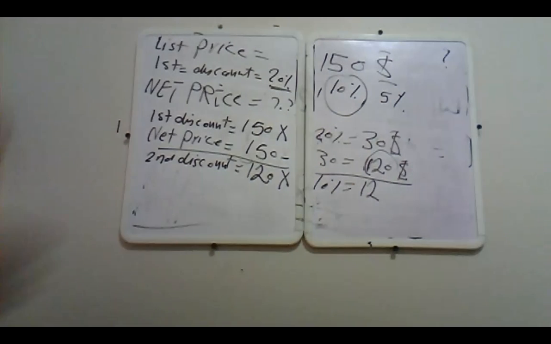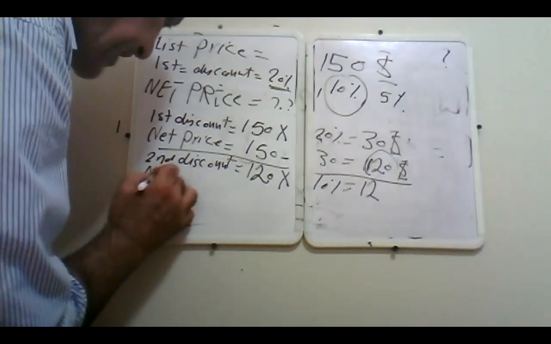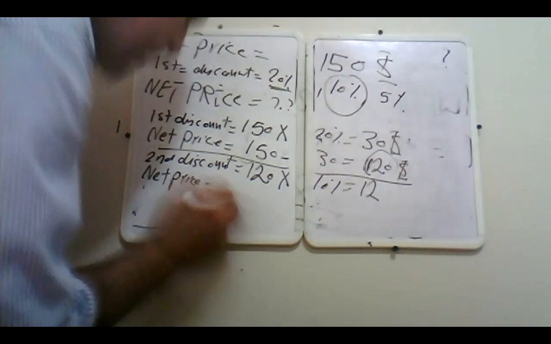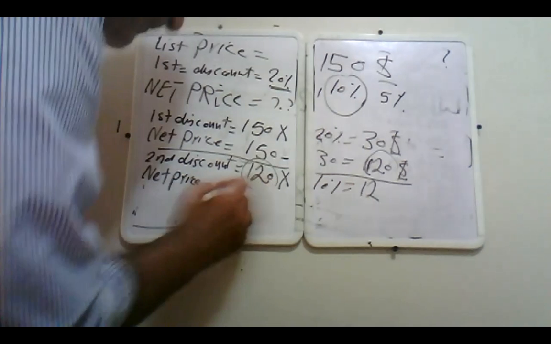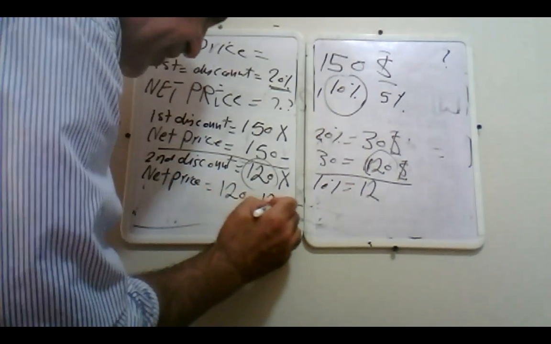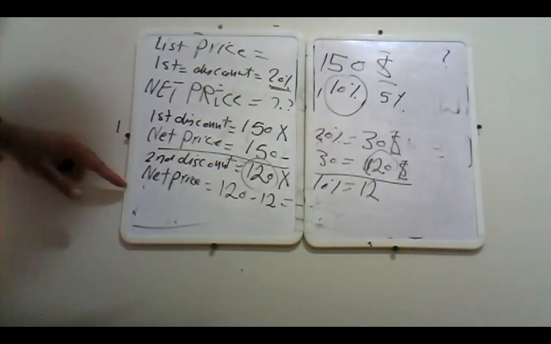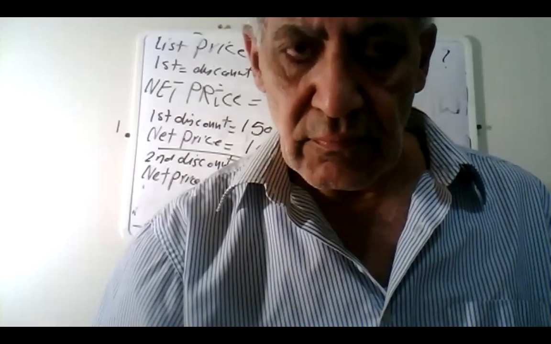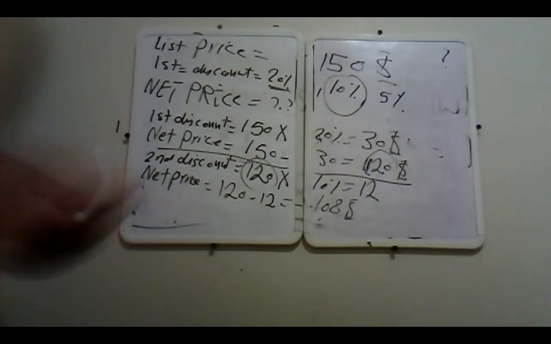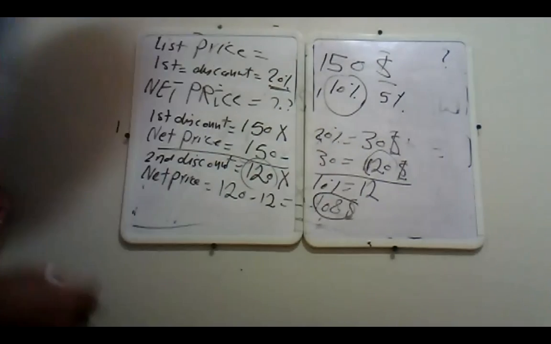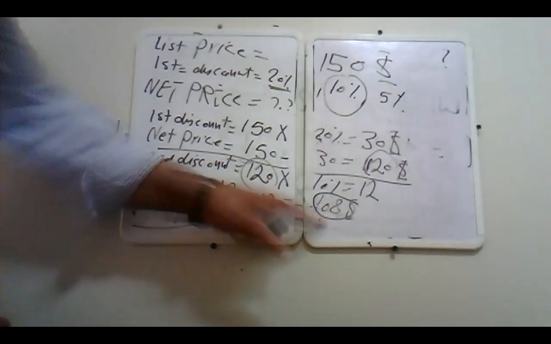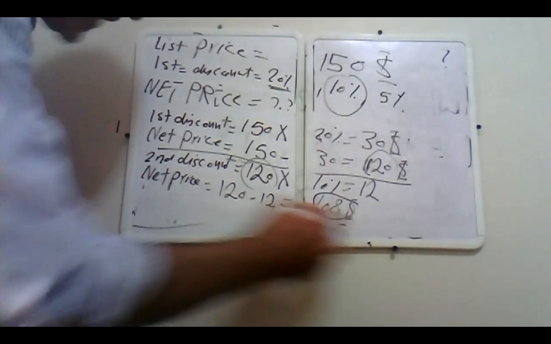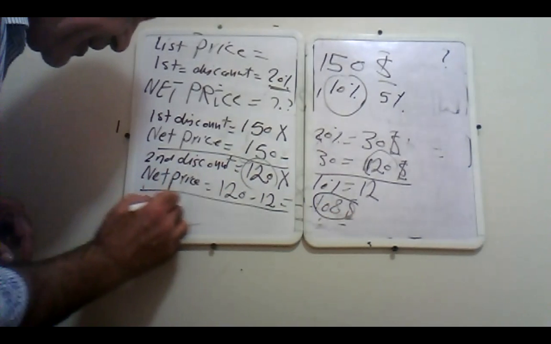Then the net price of the second stage will be the 120 minus the $12. This will give me $108. Now, the third stage, I will take the 108. The 108 is the list price of the third discount.